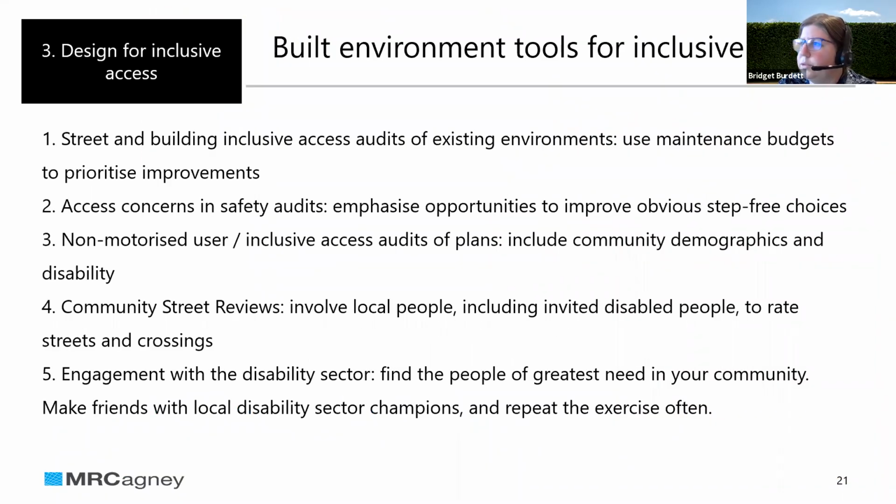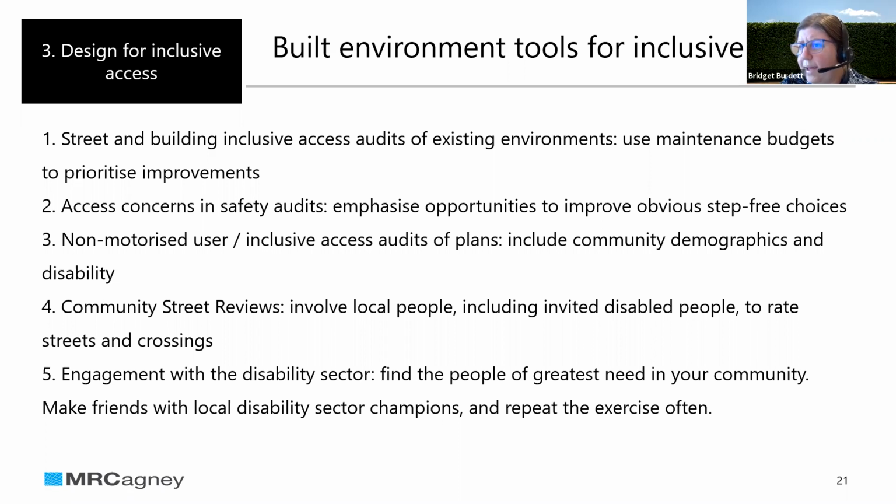There's a list here of tools that we use in transport engineering sometimes. I'm going to go through them quickly. So there are different kinds of audits. We can do an audit or a review of plans for a project that hasn't happened yet, and some of those are access or inclusive access or non-motorised user audits. We can also do that kind of audit in conjunction with a safety audit, which is a safety review of plans before a project is constructed.